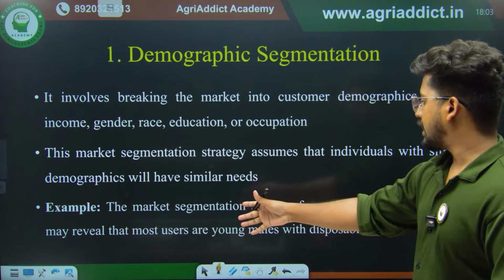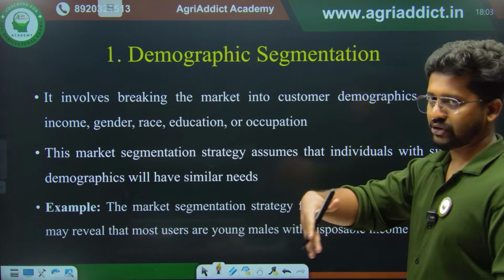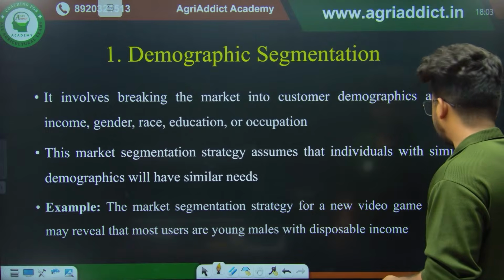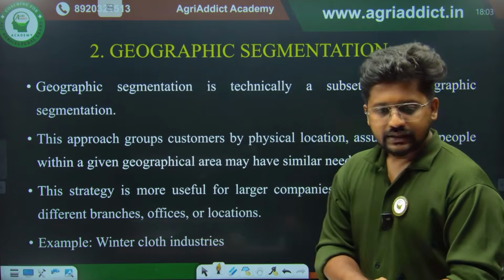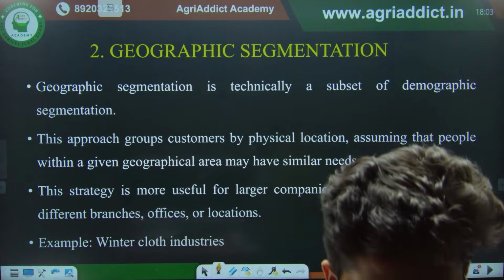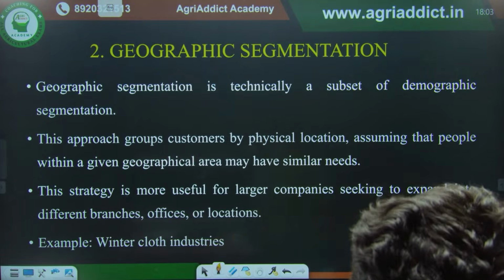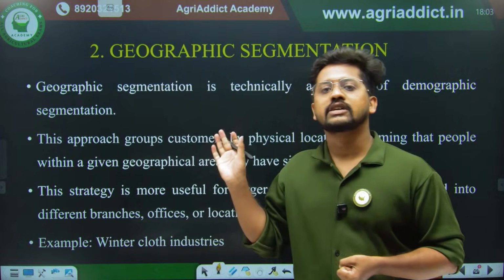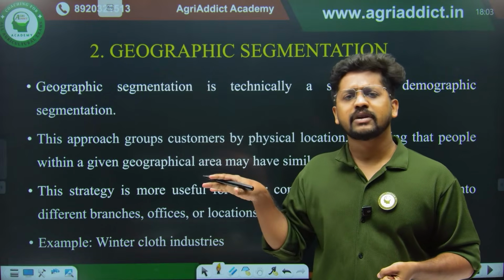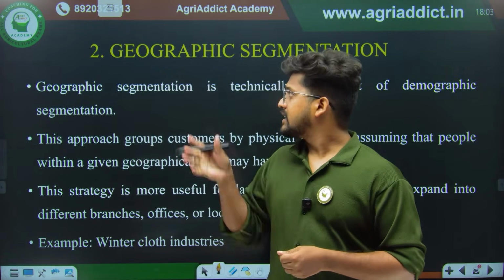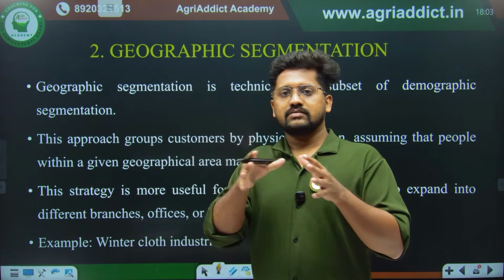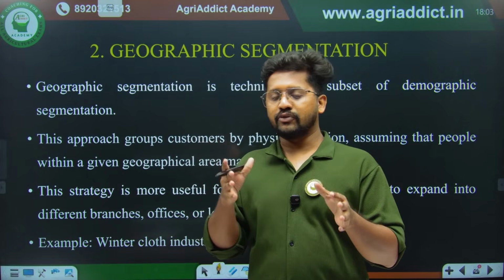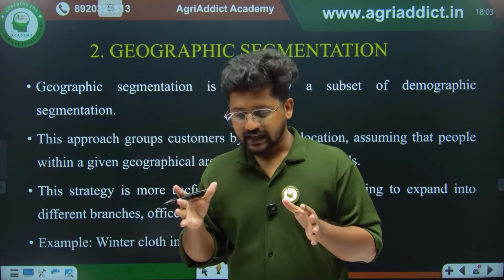For example, the market segmentation strategy for a new video game console, I have already explained. So that is demographic segmentation. The second one is geographic segmentation. Geographic segmentation is actually a subset of demographic segmentation, but we are studying it as a separate one. In geographic segmentation, we differentiate the market based on the geography.